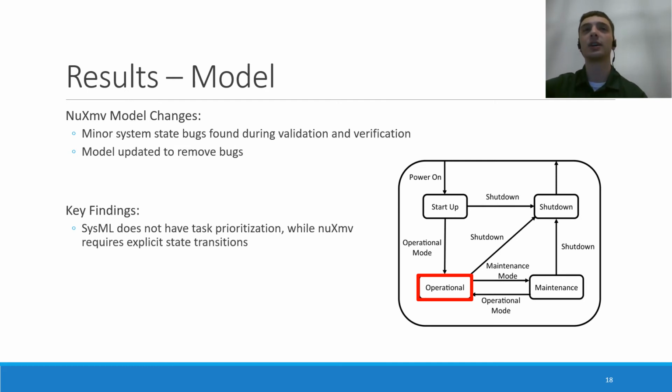By fixing this trace, we were able to learn more about the SysML to nuXmv process. Specifically, SysML does not have task prioritization or system timing information, so not including this information in nuXmv can result in bad system behavior.